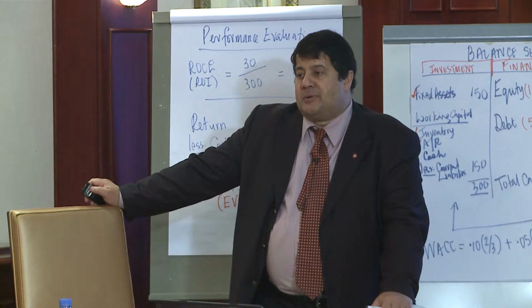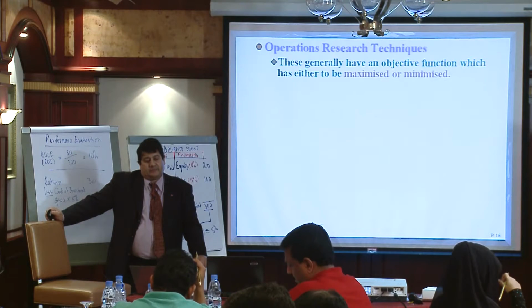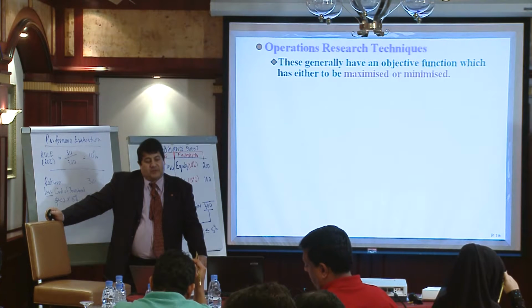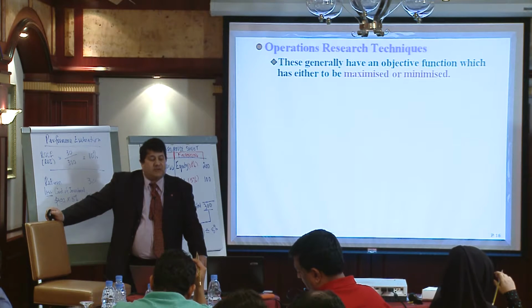Okay, the next is operations research techniques. These generally have an objective function which has to be either maximized or minimized.